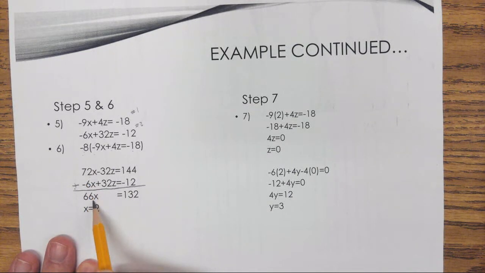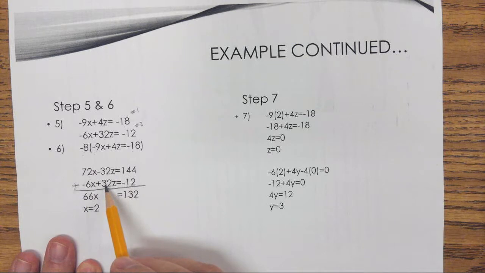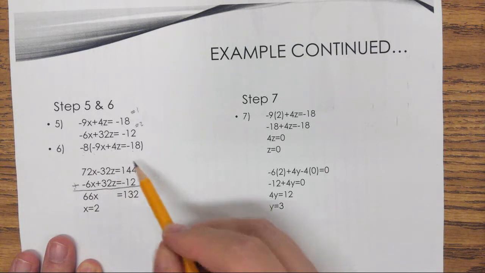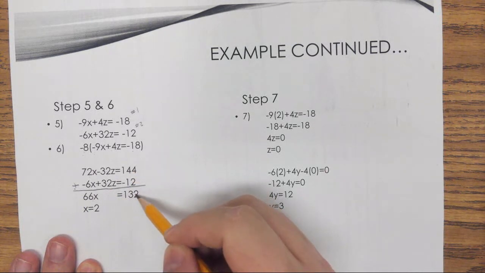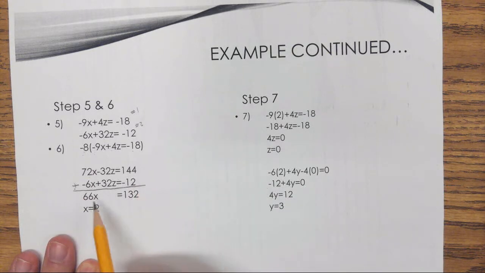72 minus 6 is 66. Negative 32 plus 32 is 0. 144 minus 12 is 132. I get 66x equals 132. I'm going to divide by 66. 66 times 2 is 132, so x equals 2. Okay? So now I've managed to solve for one of my variables.